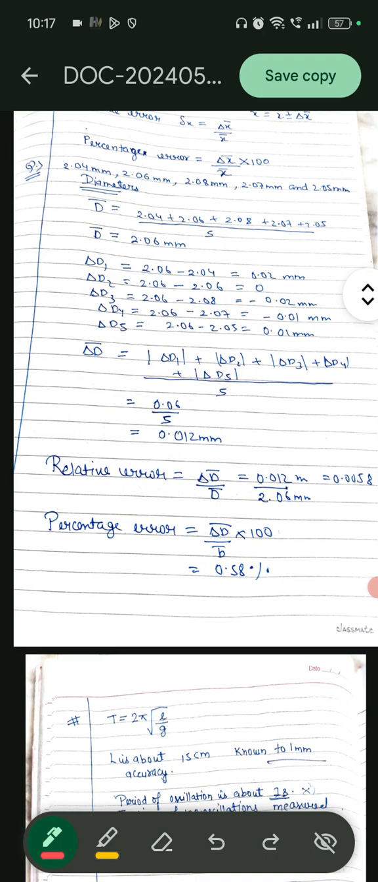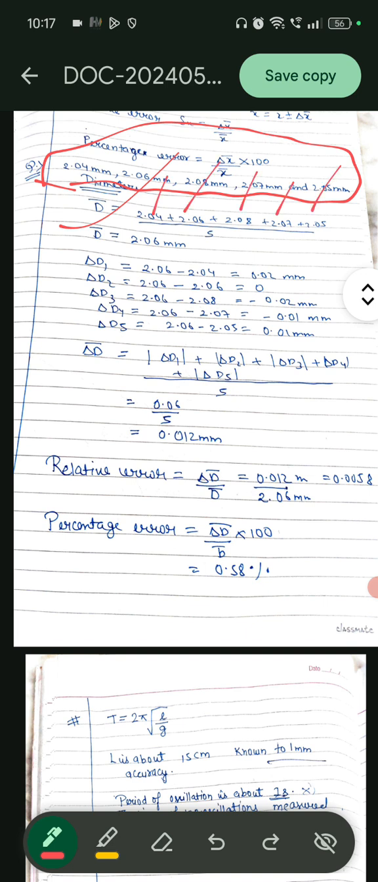First of all, we will find the mean. All the diameters are given here. Look, all the diameters are given here. So we are going to find the mean. We add all these diameters, and how many observations are there? 1, 2, 3, 4, 5. So we divide by 5, and this is our answer.